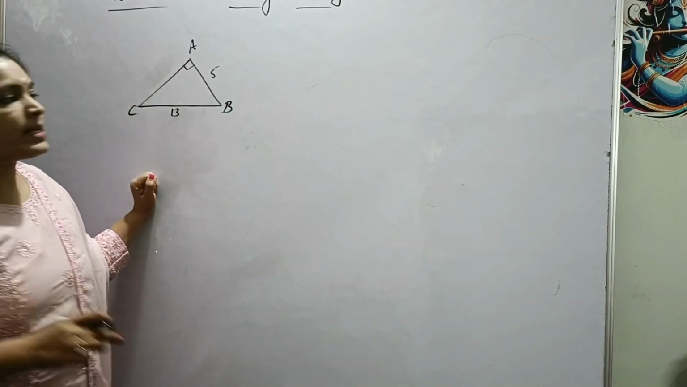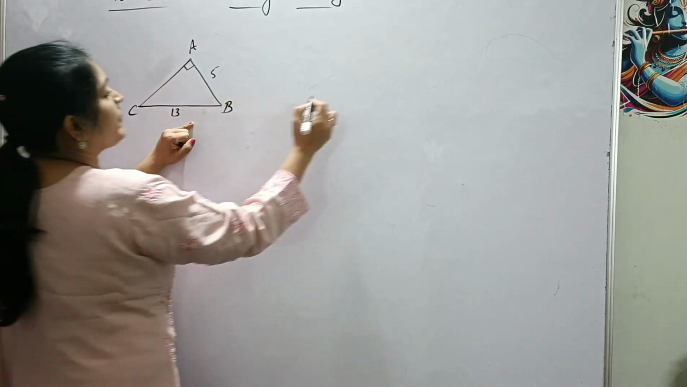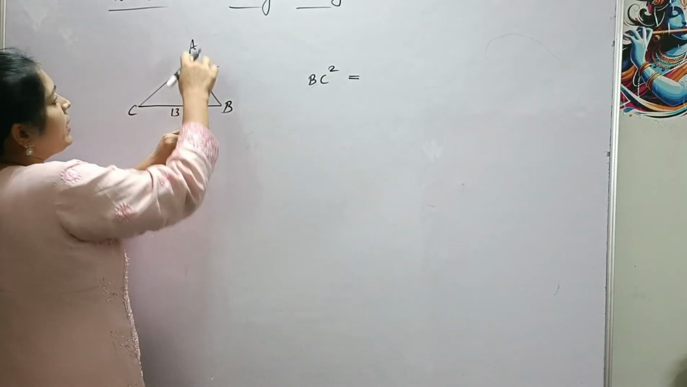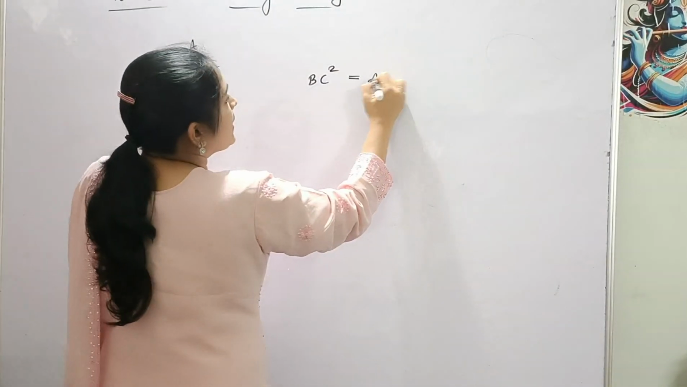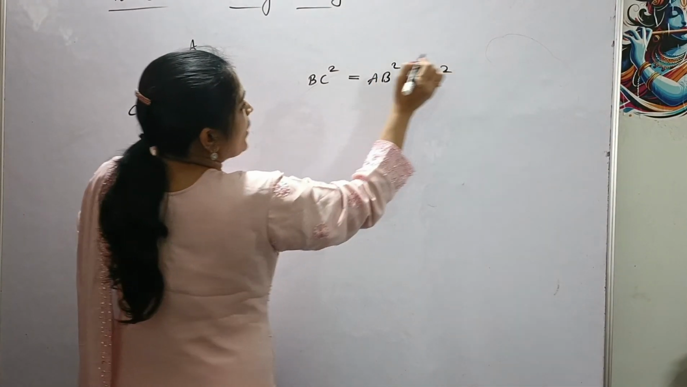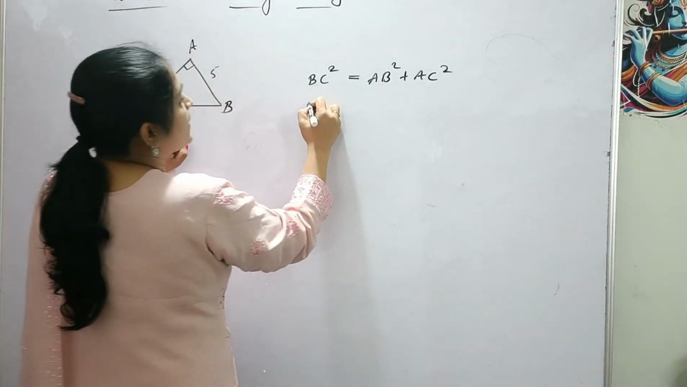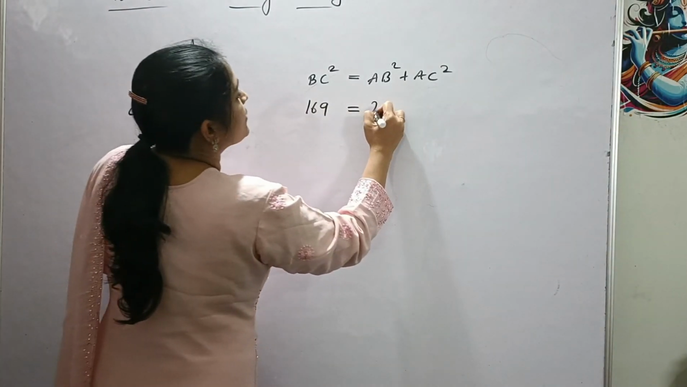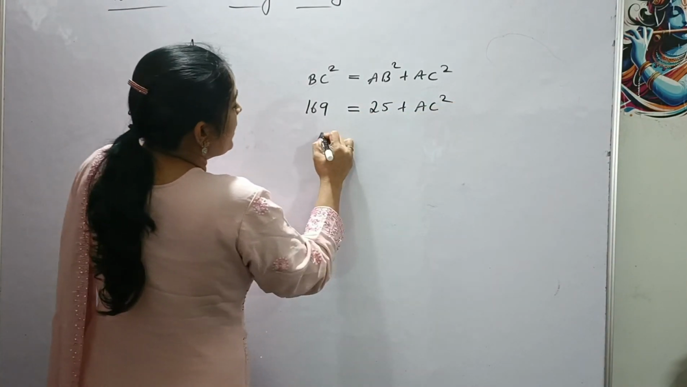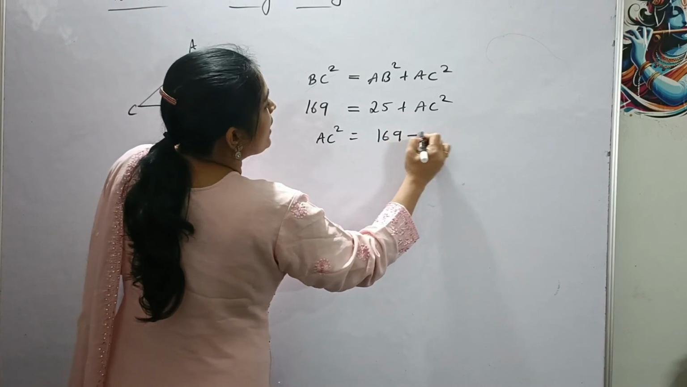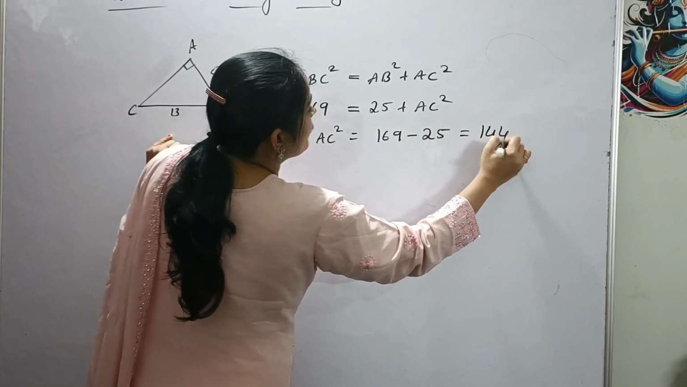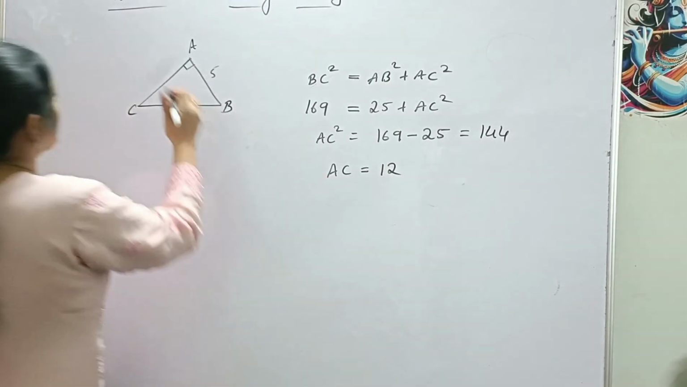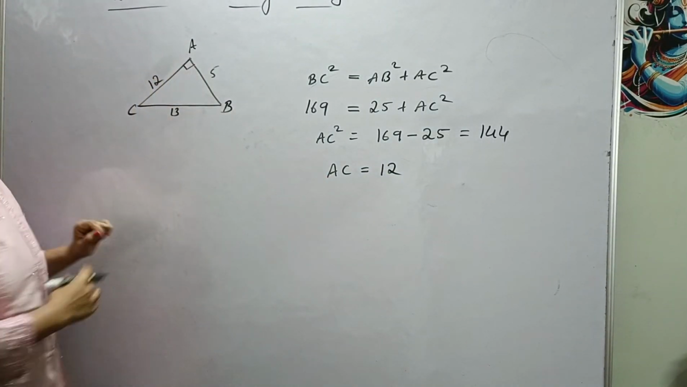Here we will apply the Pythagoras theorem. The hypotenuse square is equal to AB square plus AC square. So here BC is 13, 13 square is 169, equal to AB square, which is 25, plus AC square. Therefore AC square is equal to 169 minus 25, that is 144. Therefore AC is equal to the square root of 144, which is 12.